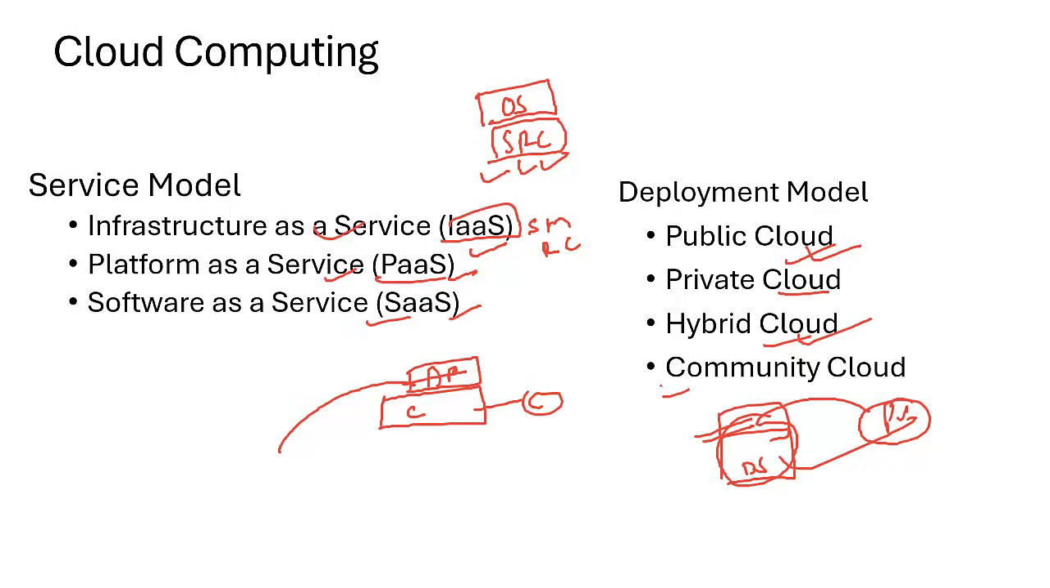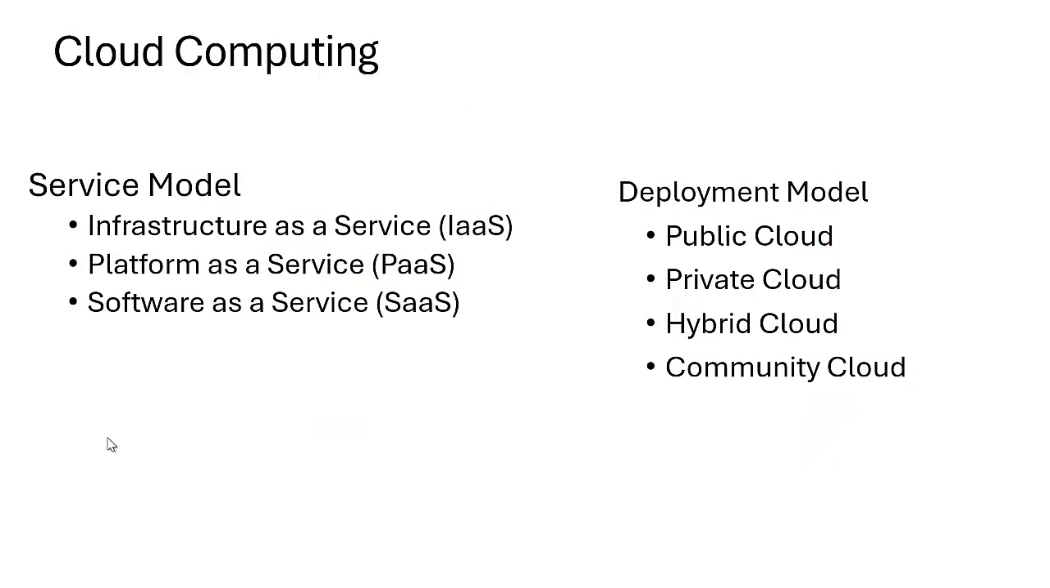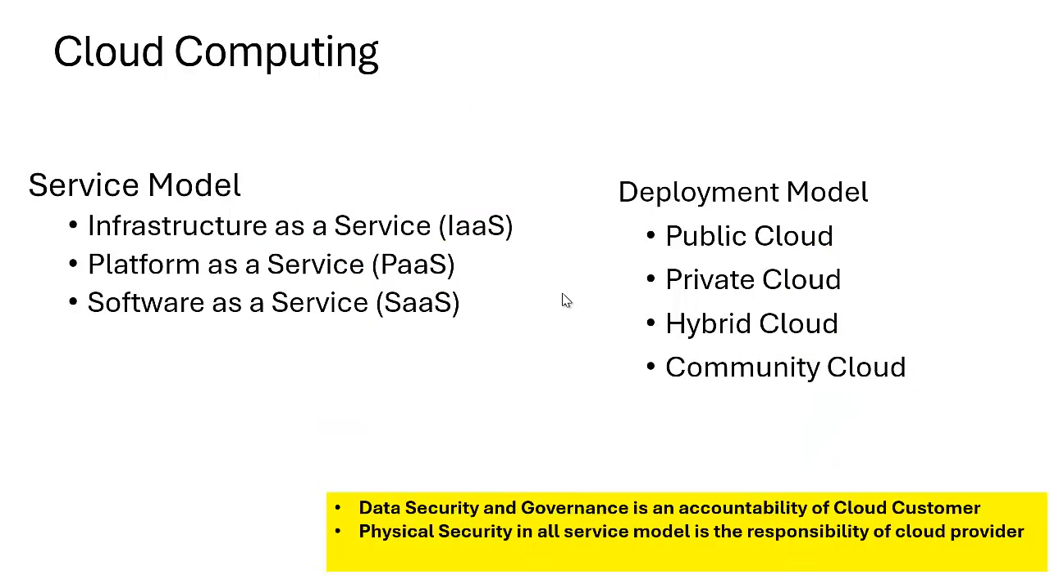Community cloud is a balance: a shared cost with a specific compliance need. Two or three companies come together and decide they will invest money and host their data, because they don't have the budget for a private cloud, but neither do they want to go for public cloud. In India, the example is IBCC, the Indian Banks' Council. So the summary is that data security governance is the accountability of the cloud customer, and physical security is the cloud provider's responsibility in all service models. This is all in domain 3.